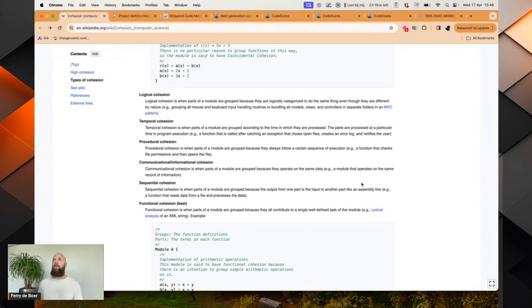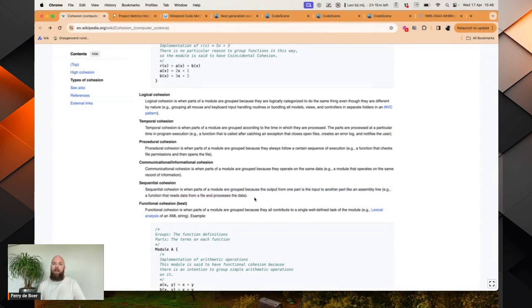Which is weird, because if you would make that too, then you get a pipeline where the individual nodes or processes in the pipeline are cohesive, but you could assemble them in different ways. So what does it say here? E.g., a function that reads data from a file and processes the data. You could say this is two different classes. So this sounds a bit more like coupling.